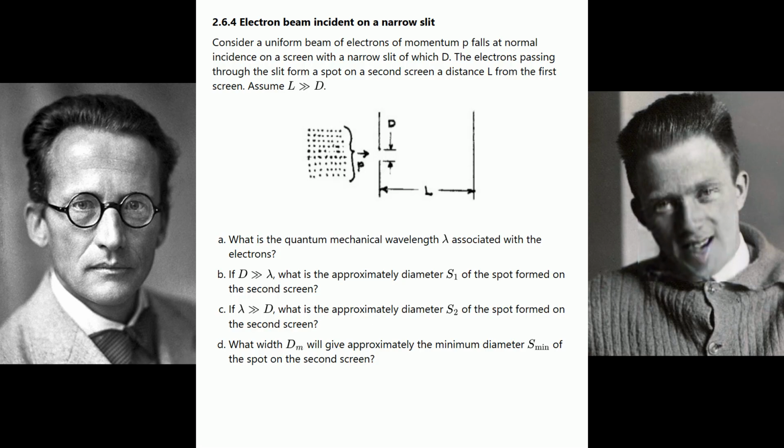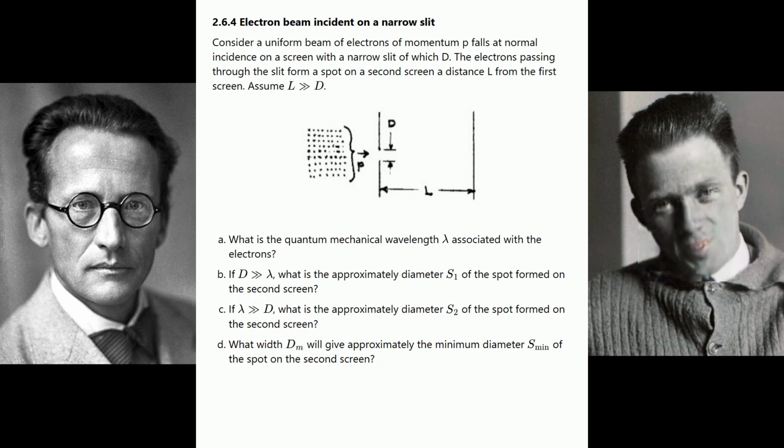What is the quantum mechanical wavelength λ associated with the electrons? If d is much greater than λ, what is the approximate diameter s_1 of the spot formed on the second screen? If λ is much greater than d, what is the approximate diameter s_2 of the spot formed on the second screen?